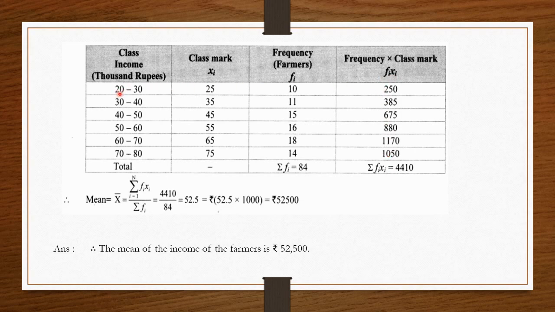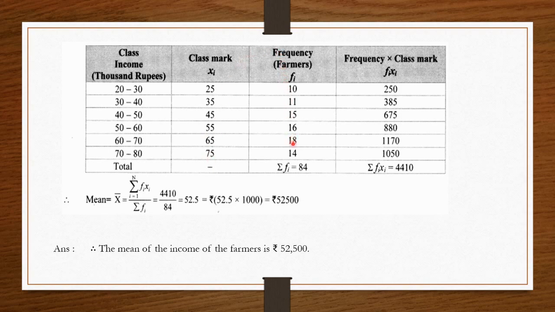The classes are 20 to 30, 30 to 40, 40 to 50, 50 to 60, 60 to 70, and 70 to 80. The second column, class mark Xi. How to find Xi? Upper limit plus lower limit divided by 2, that is 20 plus 30 divided by 2 is 25, and 30 plus 40 divided by 2 is 35, and the next are 45, 55, 65, and 75. And the third column, the frequency Fi, is also given in your question.